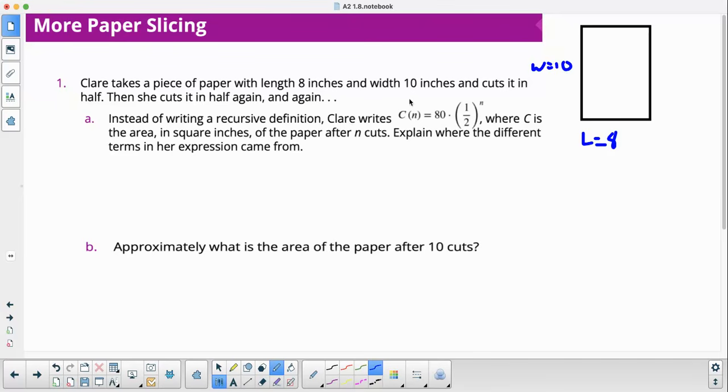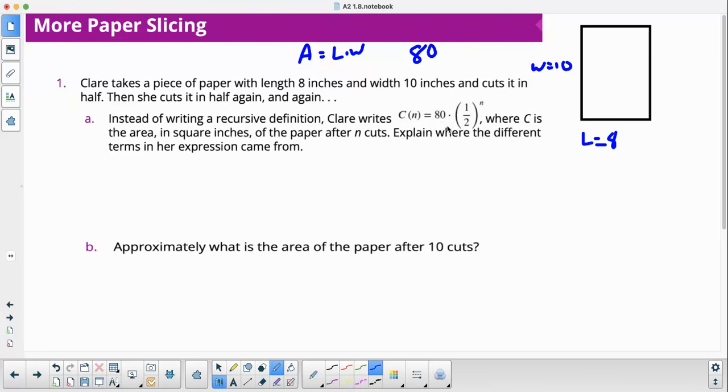All right. And basically, she's going to start cutting it half and then cutting it half again and again. So remember, area of a rectangle is length times width. So the area of this whole thing starts out at 80. Okay. So instead of writing a recursive definition, Claire writes this definition here. C of n equals 80 times 1/2 to the n.